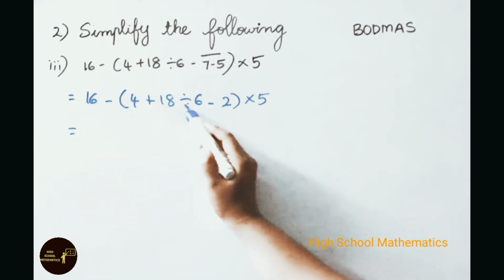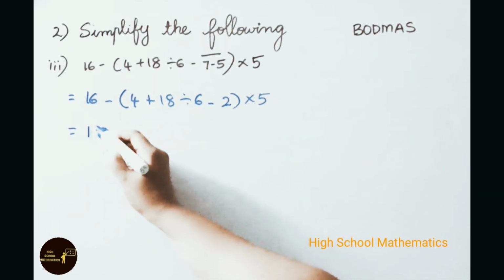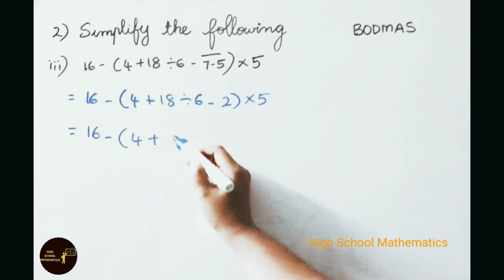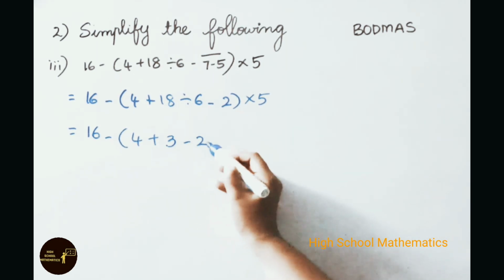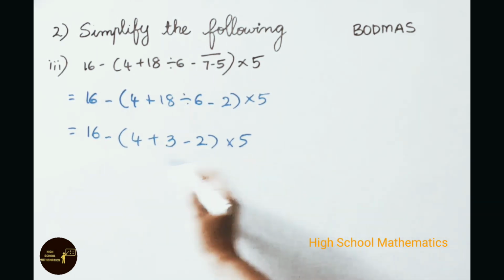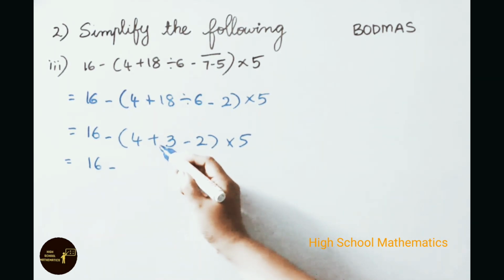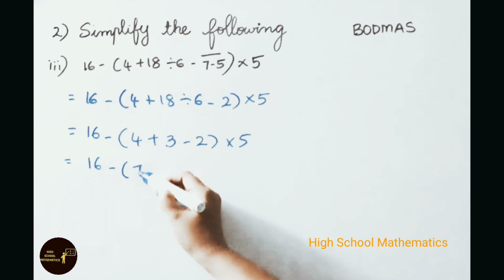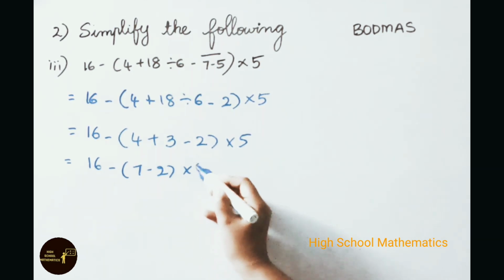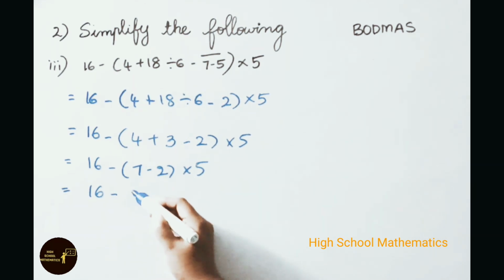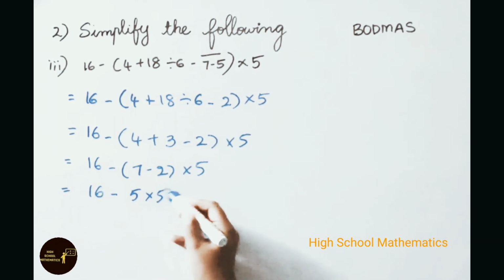Here division first we have to do. So 16 minus 4 plus 6 threes are 18, 3 times. Write down 3 minus 2 into 5. That equals to 16 minus, now we have to do addition first. 4 plus 3, 7 minus 2 into 5. That equals to 16 minus 7 minus 2, that is 5, into 5.